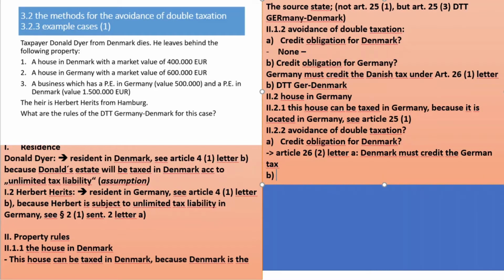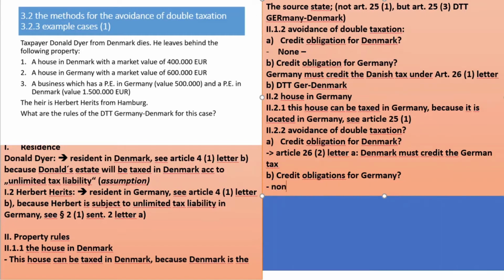B, credit obligations for Germany as the state of residence of the acquirer, and there is none, because Germany does not need to credit the German tax to German tax, and not the Danish tax to German tax, because Germany was the state of residence, so it has a full claim to its residence, so its source state can tax.